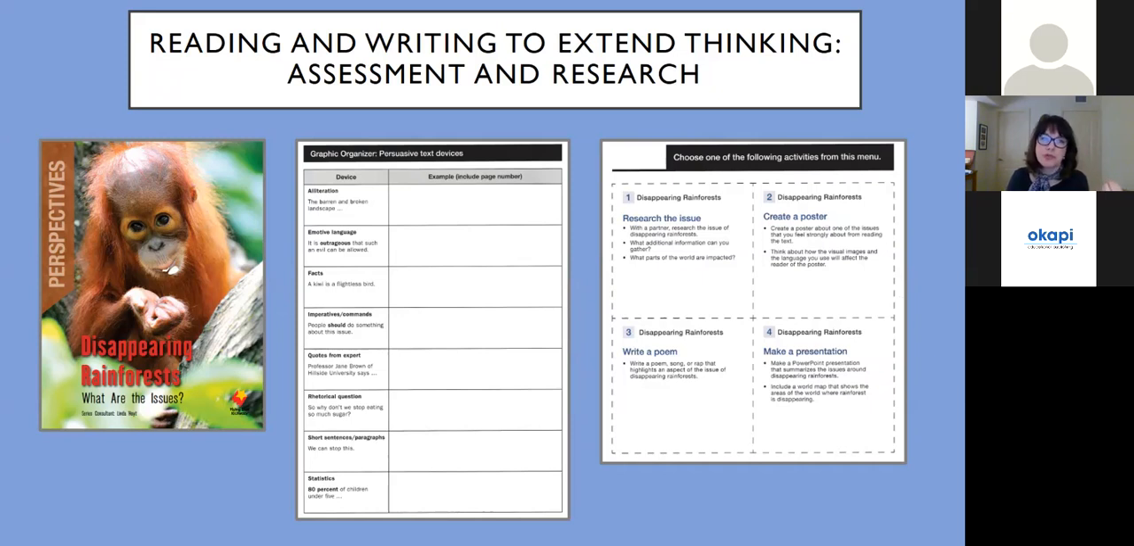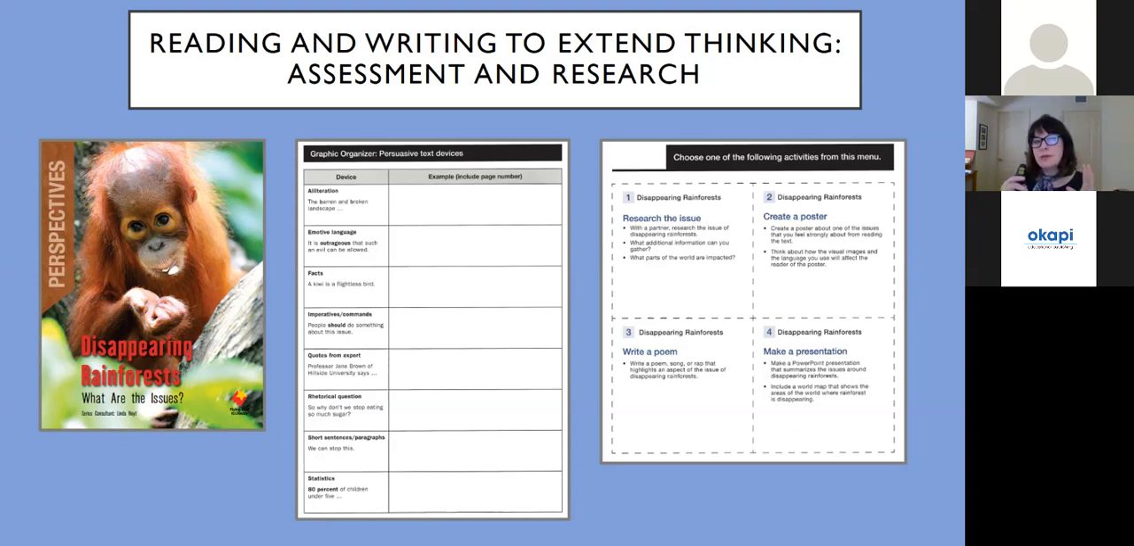of articles called Perspectives. And each of these pairs has a text that looks at different issues and concepts that surround that particular pair. For example, this one is disappearing rainforests. What are the issues? One of the kinds of things we want to get kids to start noticing is that within each of these texts, there are different persuasive text devices that authors use.